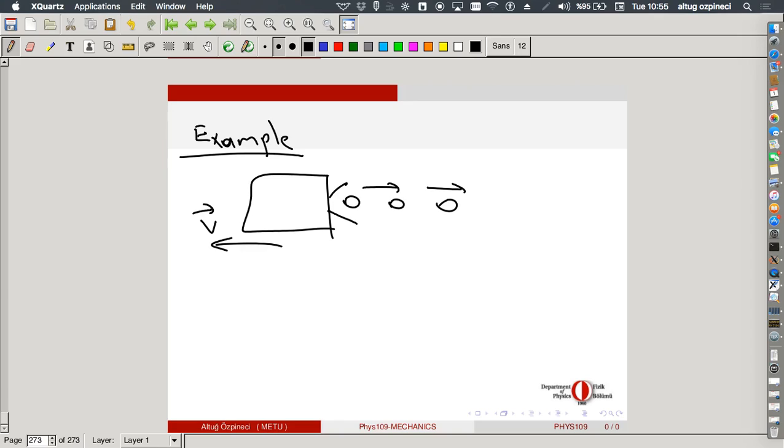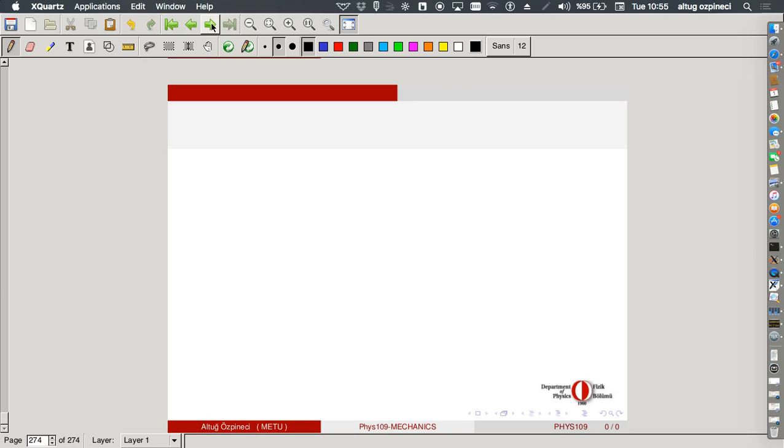So let's see how we can calculate how the velocity of this rocket will change as a function of time or as a function of its mass. Now, initially, let me draw a better graph. At a given time t, this is my rocket. Let's say it is moving with some velocity v, with some speed v in this direction.